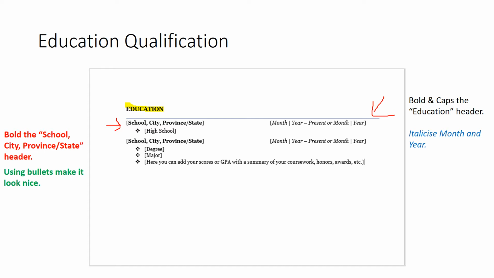Then just below, if you've enrolled in university or college, same pattern. You would write down your degree, major, and also GPA scores, awards, honors, and stuff like that. So very nice and clean as well. It's keeping that tradition of what we were seeing previously. And this is just an example in my next slide of what that looks like.